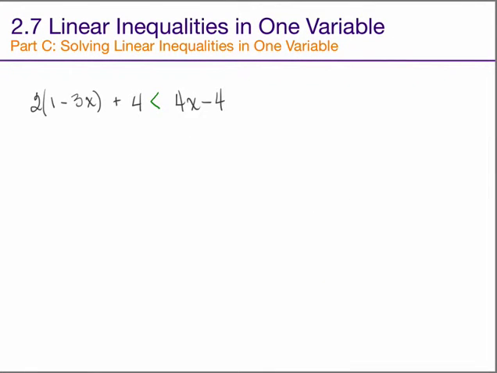Here's our next example. If this were an equation instead of an inequality, I would do distribution, 2 times 1 minus 2 times 3x plus 4 equals 4x minus 4. It's not an equation, it's an inequality. But I haven't multiplied or divided by a negative number, so my inequality symbol doesn't change.